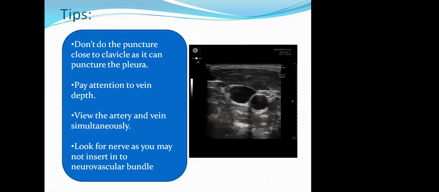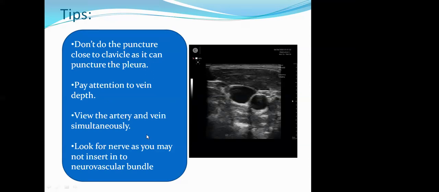Just a few tips: don't puncture the vein very close to the clavicle, because in that case you might puncture the pleura. And always pay attention to the depth of the vein. If you look over here, the skin is here, and I can very easily have an idea of what kind of needle length I should pick for puncture into the internal jugular vein. So look here, my measurement is written, all the scale is over here, and this is my vein. So I can easily select a proper length of the needle.